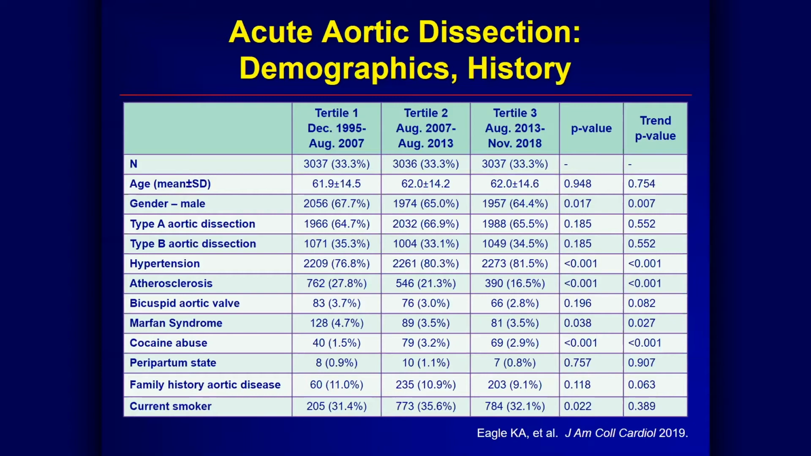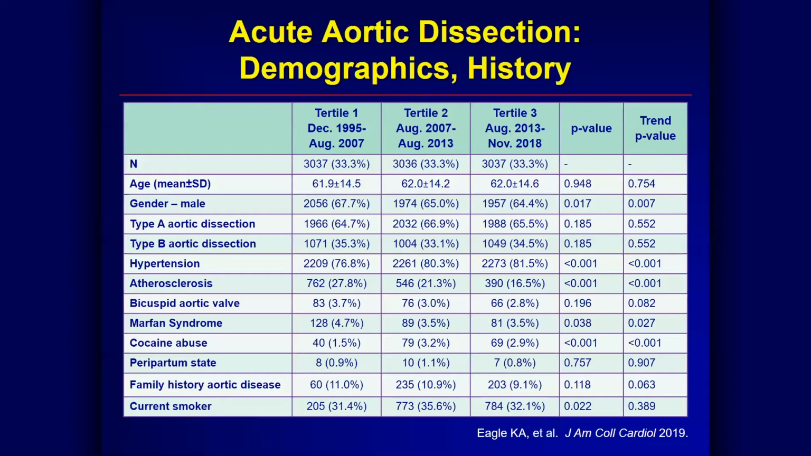And then let's ask, well, what about some of these rare conditions that underpin dissection? Marfan syndrome is responsible for about 3 to 4% of all patients with dissection. Cocaine use, 1 to 2%. Peripartum state is about 1%. Familial aortopathy is more common. It looks like about 10% of patients currently are diagnosed with a familial tendency to dissection.